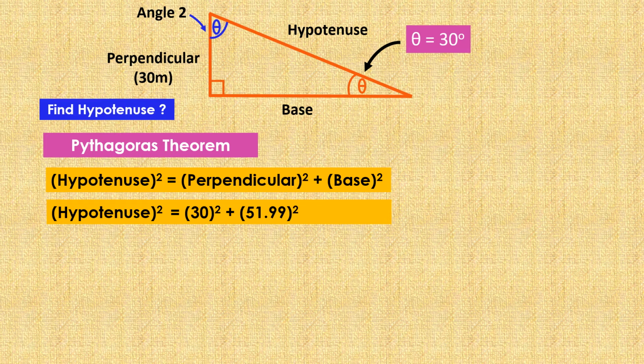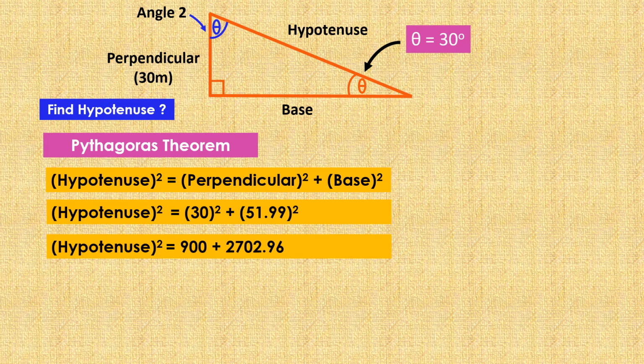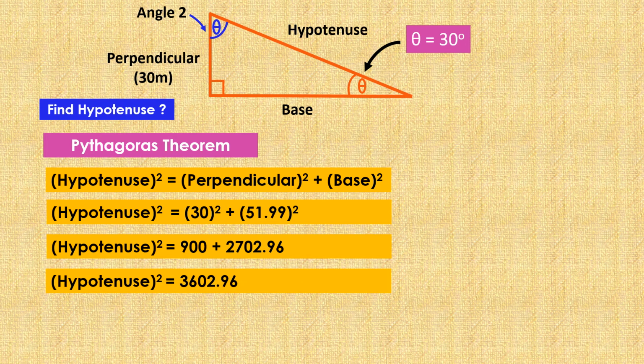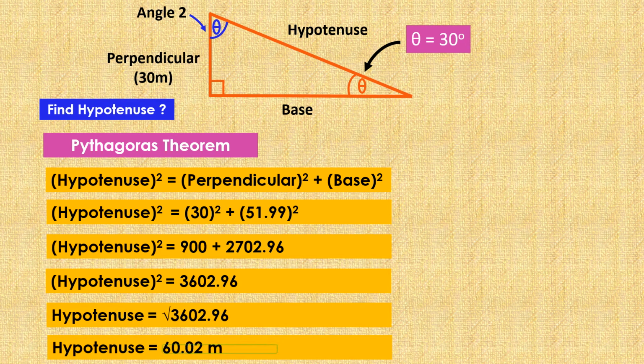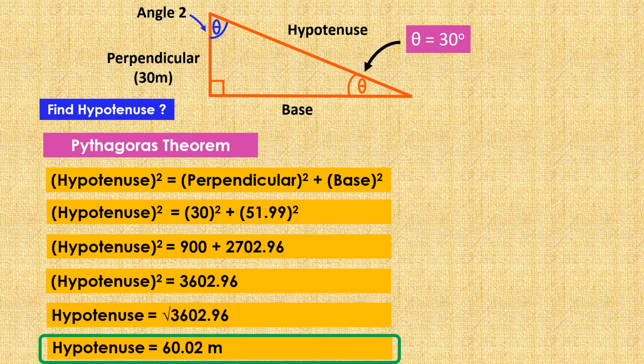51.99. We use both of these values in the equation, we get 30 squared plus 51.99 squared, which is equal to 900 plus 2702.96, and then we get hypotenuse squared equals 3602.96. We take the square root of that number and we get 60.02. So the length of hypotenuse is approximately 60 meters.